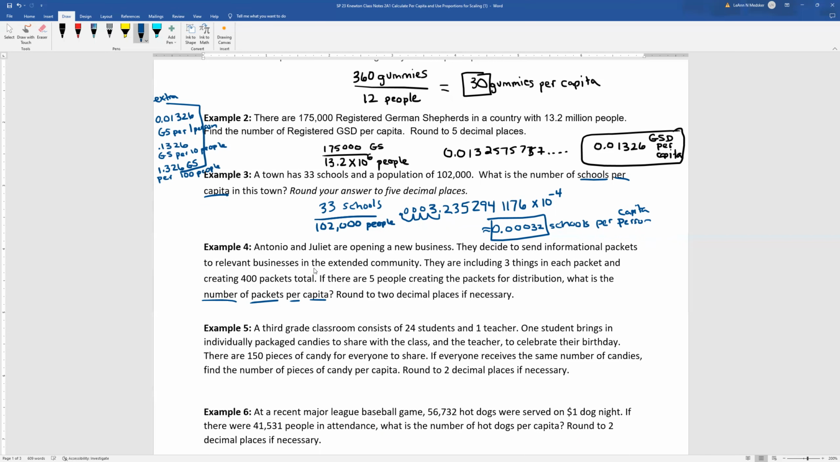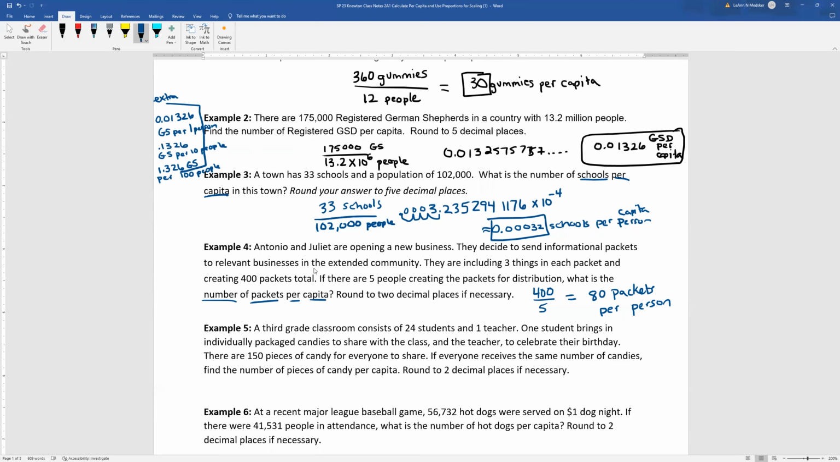Number of packets is 400, and per capita, for people working on it, is 5 people creating. So this would just be 400 divided by 5. That's going to be 80 packets per person or per capita. So each of those 5 people is going to create 80 of the packets.